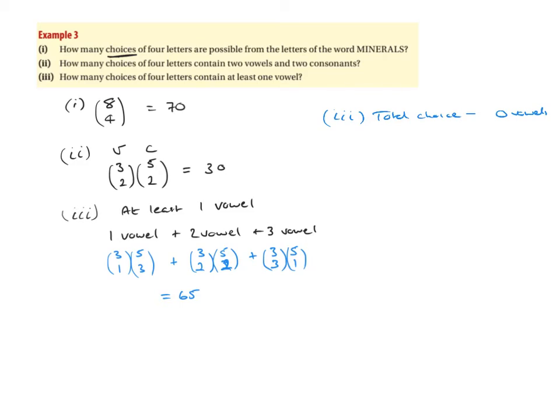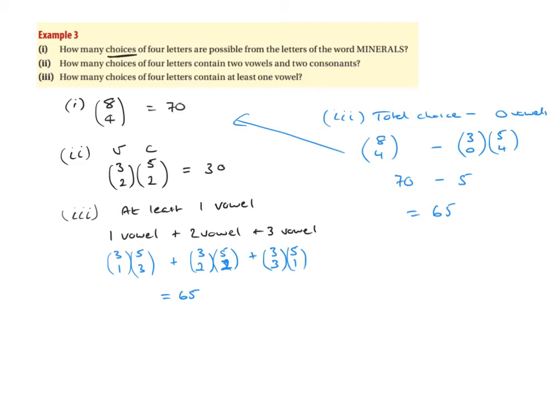Now, that means the total choices is just 8 choose 4, which, as I said, we've already worked out here, minus the 0 vowels. If you have a look at the vowels first, it's going to be 3 choose 0, and then from the consonants you're going to get 5 choose 4. Now, 8 choose 4 we've already done in part I. That's 70. 3 choose 0 times 5 choose 4 is equal to 5. So that means we're going to get 65, as per the answer down here, and we'd expect them to be the same.